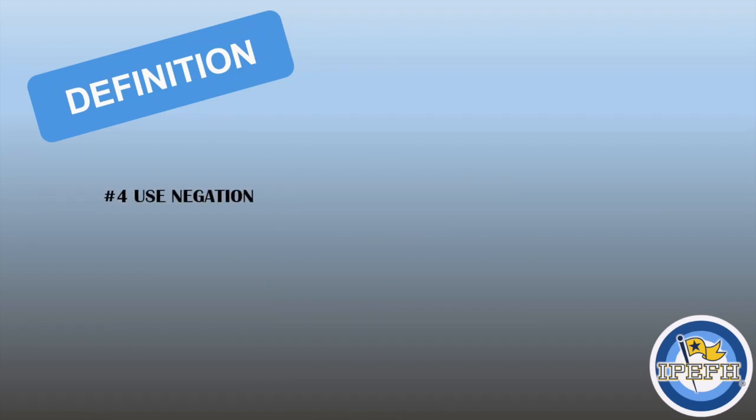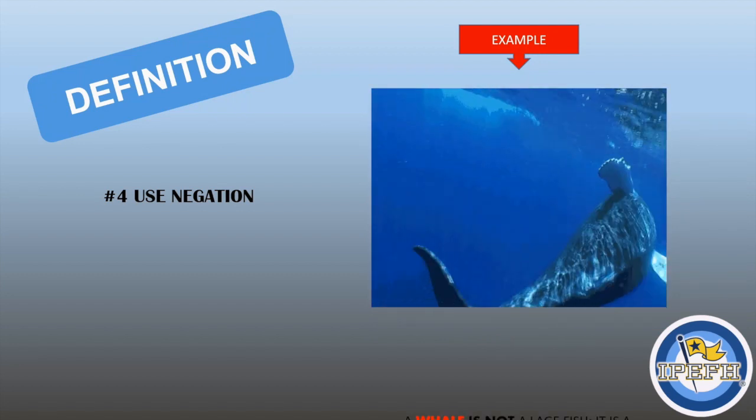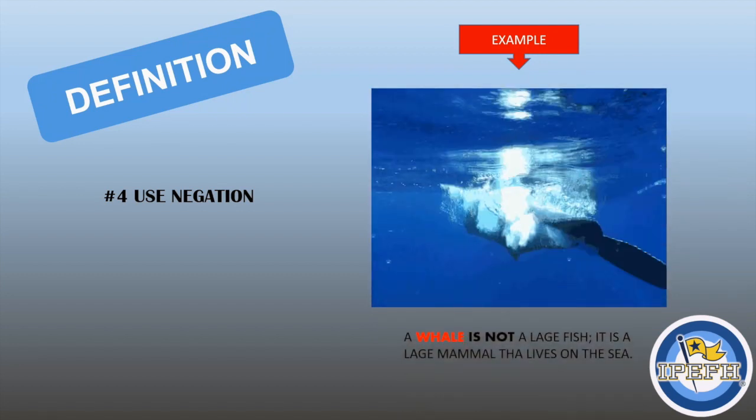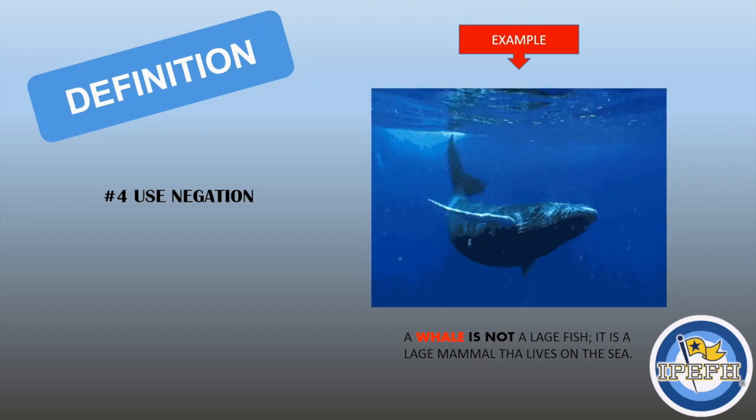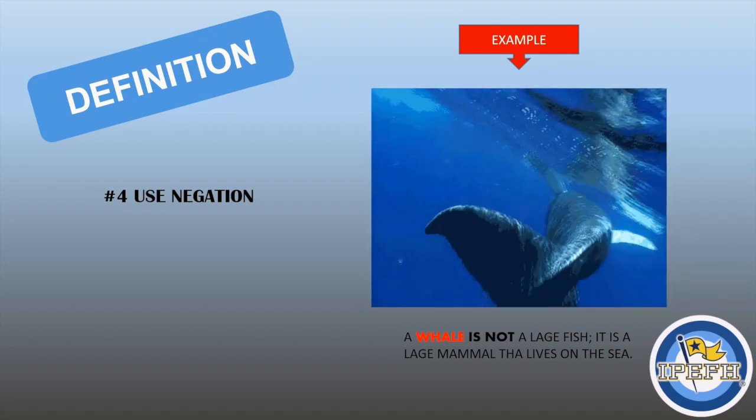Step or method number 4 is when you use negation. But what's negation? It's when you show what the word is not. Here I have an example. I want to define this animal. So I can say a whale is not a large fish. It's a large mammal that lives in the sea.